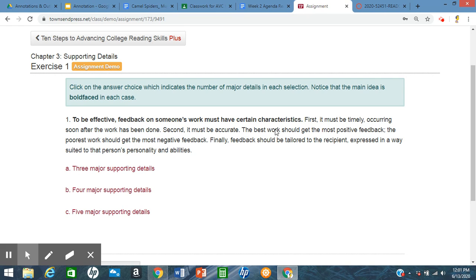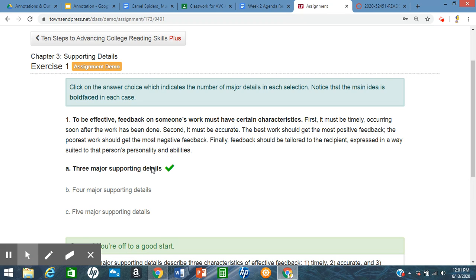Okay, but if you look here, the best work should get the most positive feedback. The poorest, that's what we call a minor detail, because this is just, second, it must be accurate. Then they're giving us more information about this second major supporting detail. So right now we're at 2. And then if we look here at this last one, finally, that is another popular signal word that indicates a major supporting detail. So we have a total of 3. Let's see if we are correct. There we go. So first, second, and finally. And again, remember, this is a minor detail giving more information about being accurate.